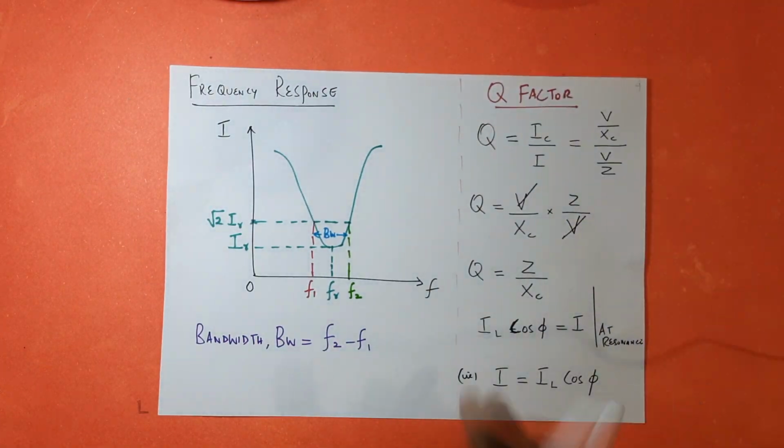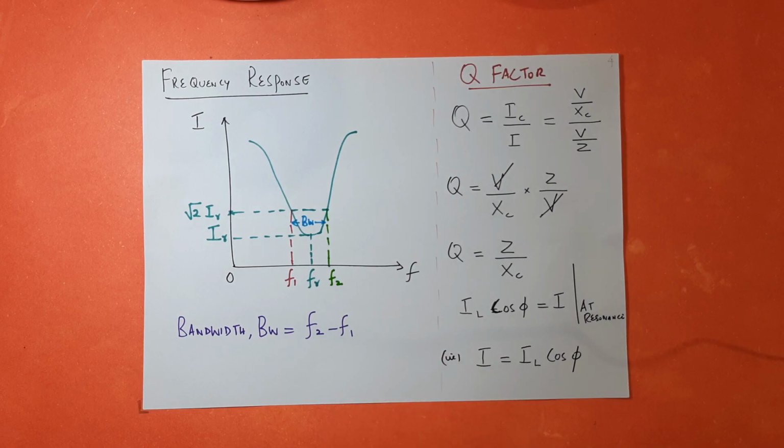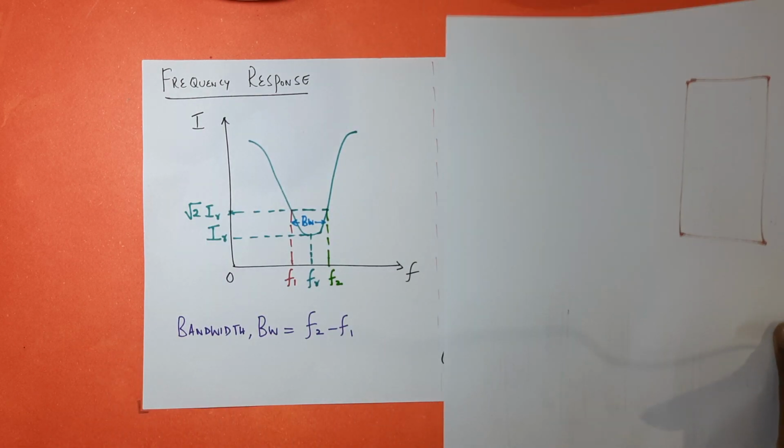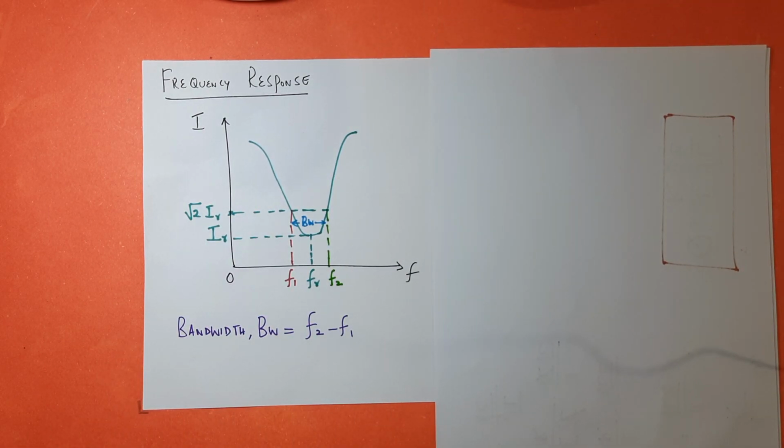Next we shall discuss the frequency response for the parallel resonance circuit. So here F is the frequency along the x-axis, and along the y-axis we have taken I. At parallel resonance we have maximum impedance, so that means the current is the minimum. So Fr is the resonant frequency.